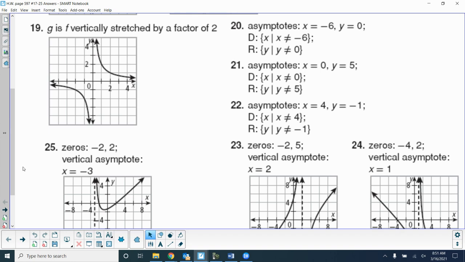22, your vertical asymptote is 4. Your horizontal asymptote is -1. Domain, all values of x but 4. And range, all values of y but -1.